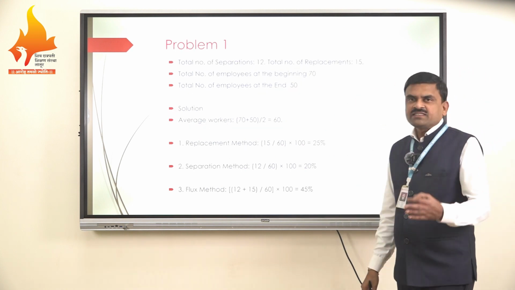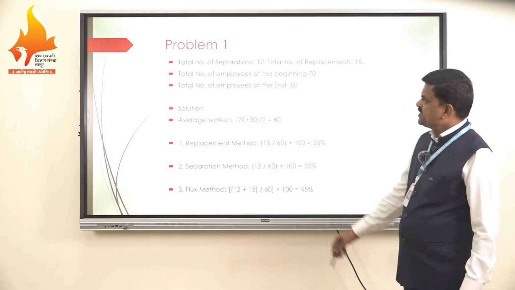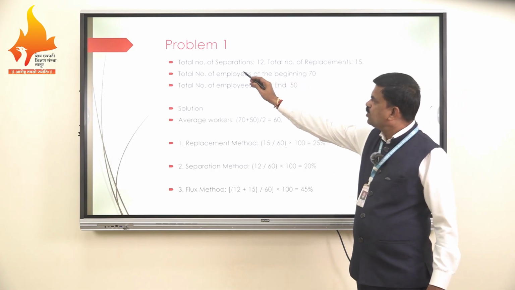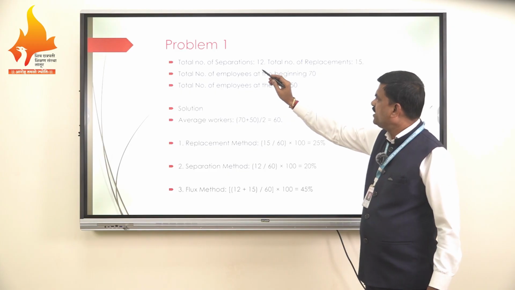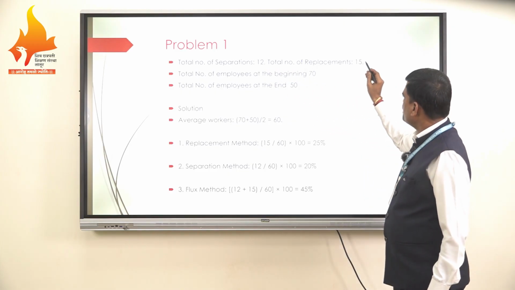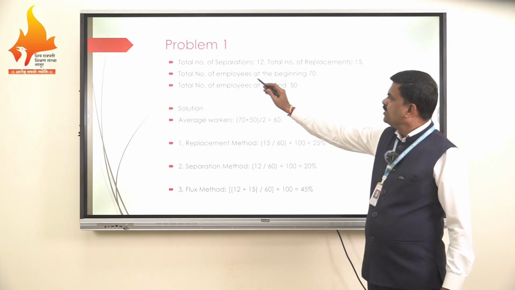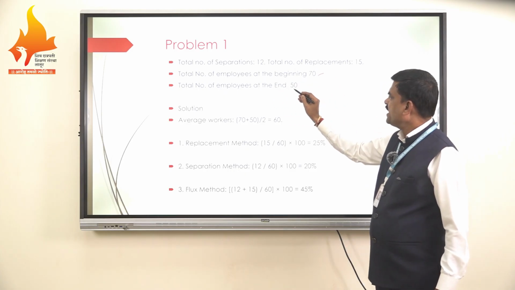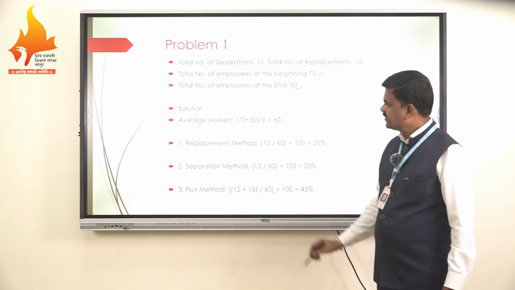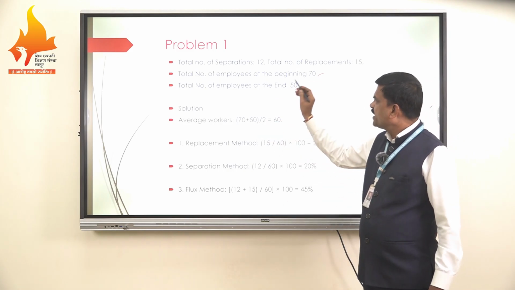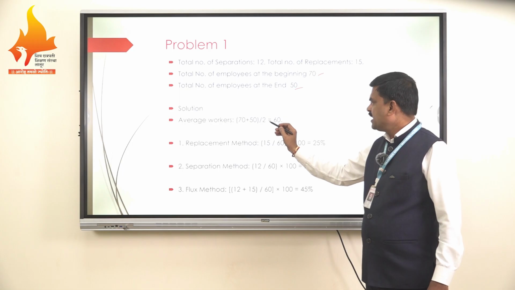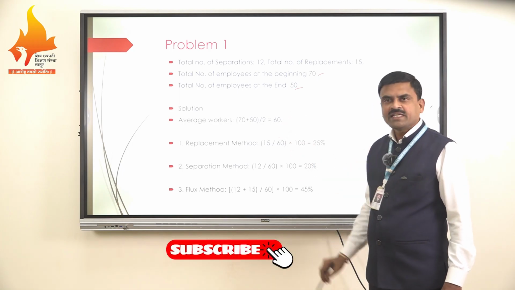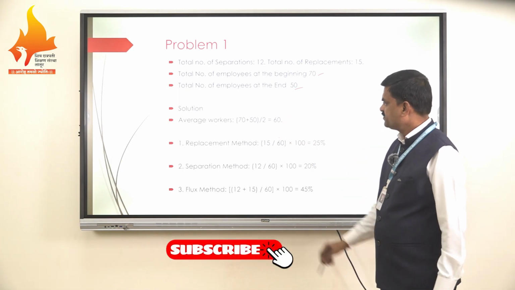Here, another example is in front of you, friends. In the organization, total number of separations is 12, total number of replacements is 15, and total number of employees at the beginning was 70 and at the end was 50. Let's find the average workers. 70 plus 50 upon 2, we get 60 as the average workers.